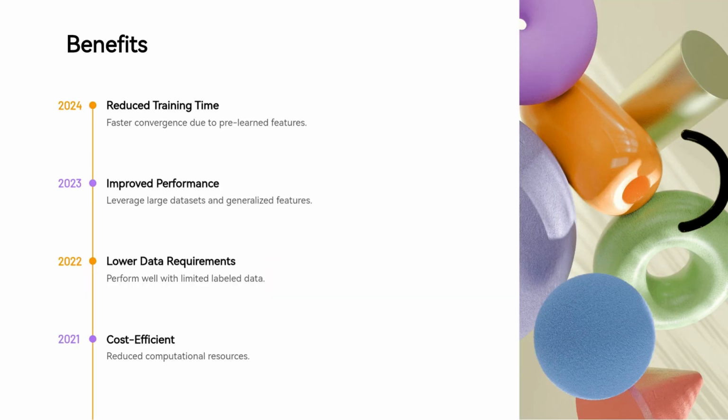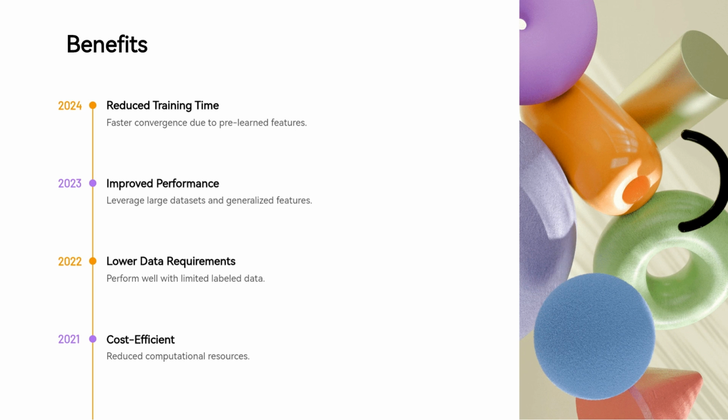Transfer learning offers several significant advantages. Reduced training time. Since the model has already learned general features from a large dataset, you can fine-tune it rather than training from scratch, leading to faster convergence. Improved performance. The model leverages pre-learned features, which usually result in better performance than training from random initialization, especially in domains with limited labeled data.